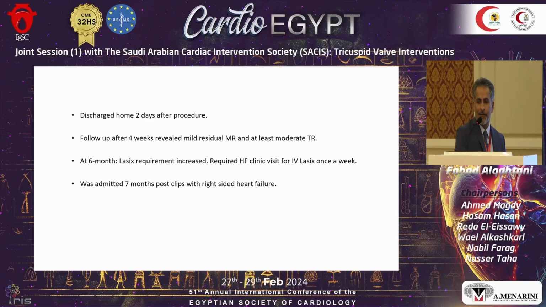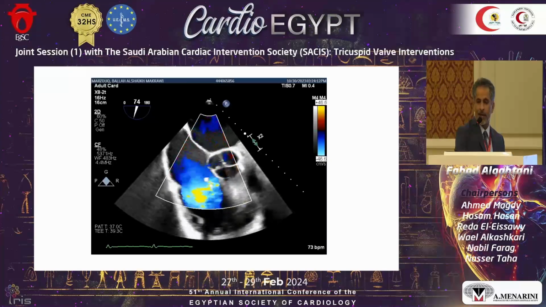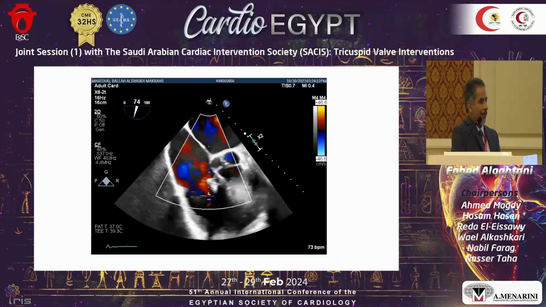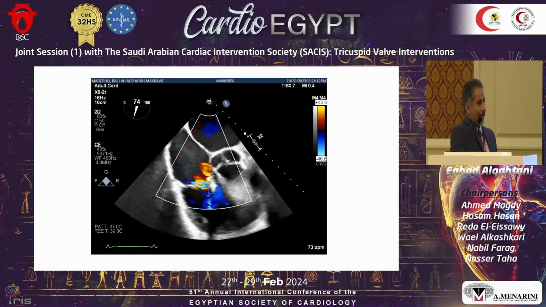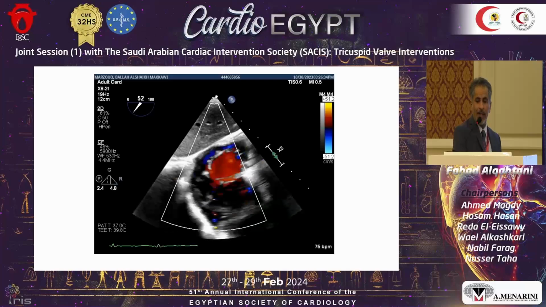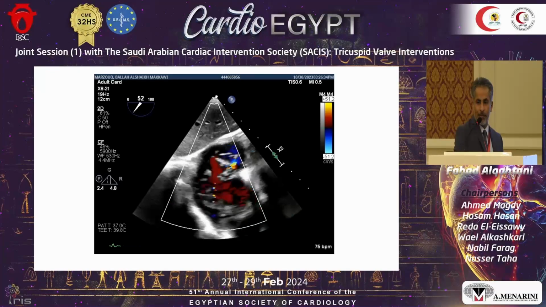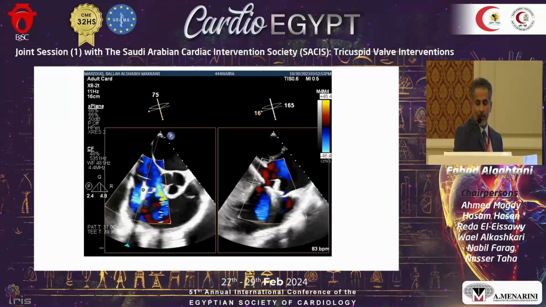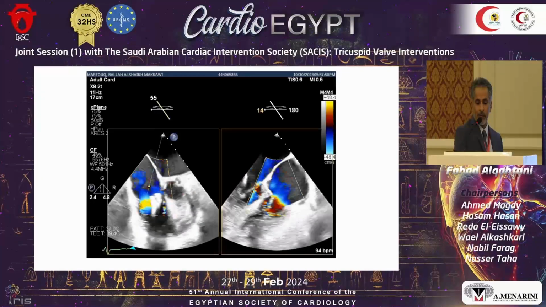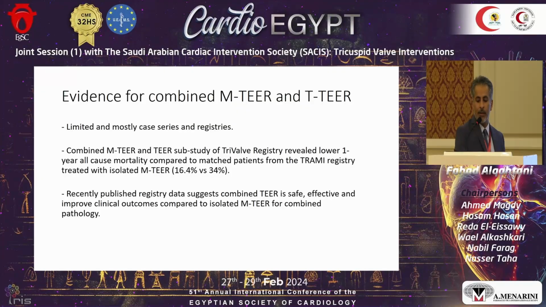But I know his RV from the beginning is bad. So I decided, okay, I will admit again. I admit again, I did TEE. I don't know how this clip came back. And now he has a central jet. And I decided to go with another procedure with another clip. So I put a clip in the posterior septum. And I achieved a good result with the mean gradient of 2.